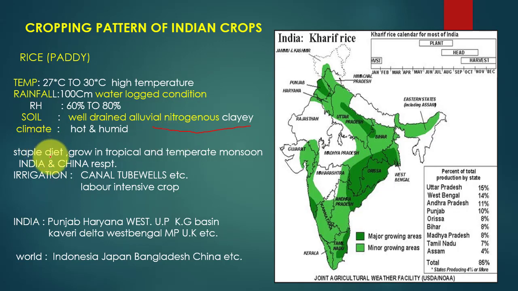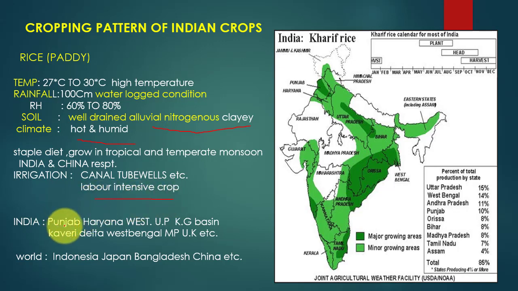Climate needs to be hot and humid. It is the first staple diet for our country. It grows in tropical and temperate monsoon, India and China respectively. Tropical monsoon, India. Temperate monsoon, China. Irrigation by canal, tube wells, bore wells, etc. It is a labor intensive crop. Yes, it is a labor intensive crop.